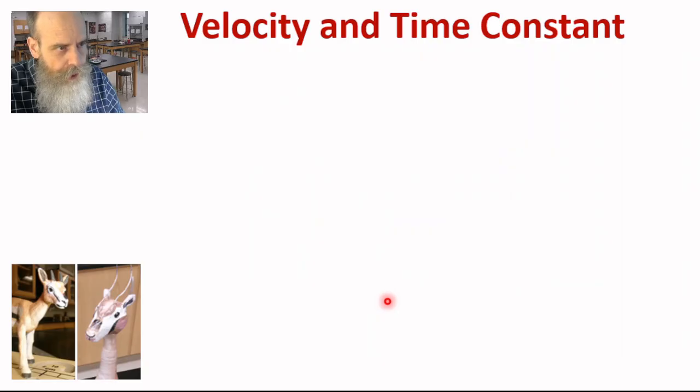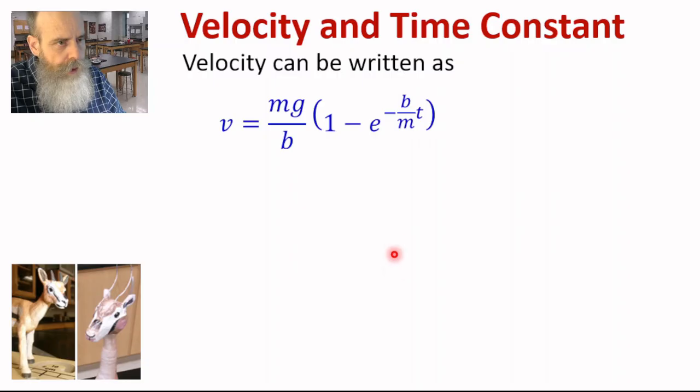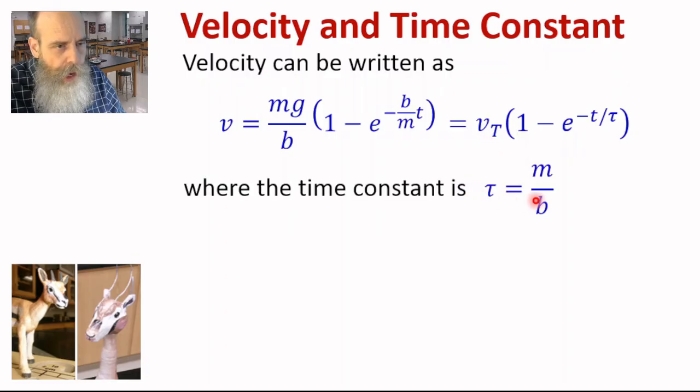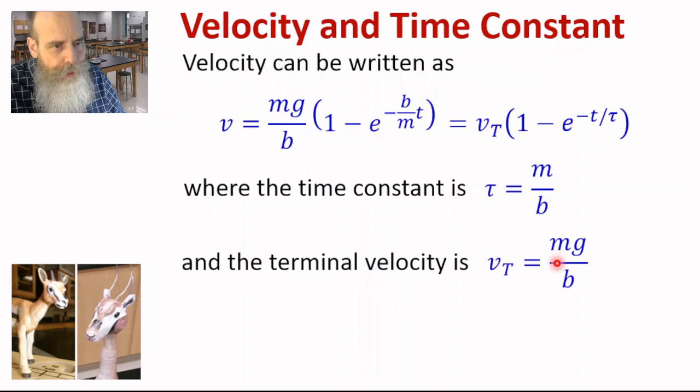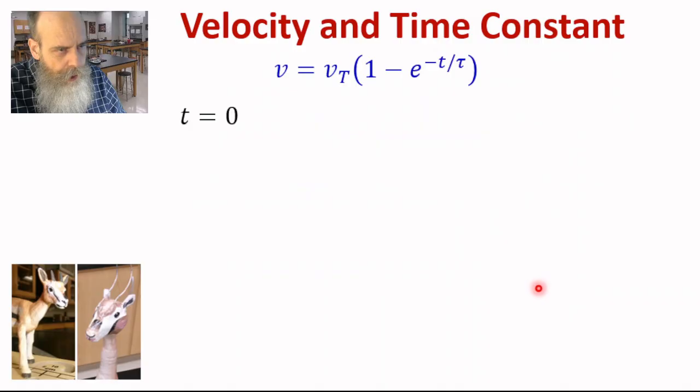Velocity and time constant. This is the velocity. Using the time constant, we can write it like this. Vt times 1 minus e to the negative t over tau, where Vt is the terminal velocity. Tau is m over b, Vt is mg over b. Let's see how the velocity changes when we change the time by the time constant. When t equals 0, v equals 0. With t equals 0, this is e to the 0, which is 1, so 1 minus 1 is 0.